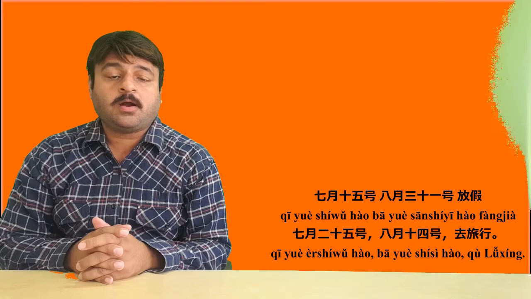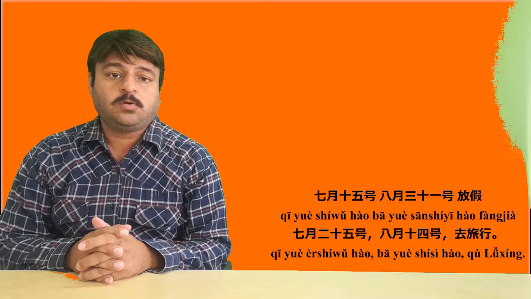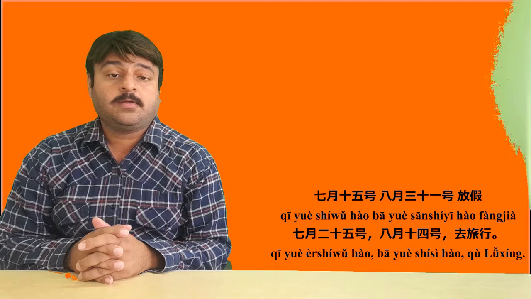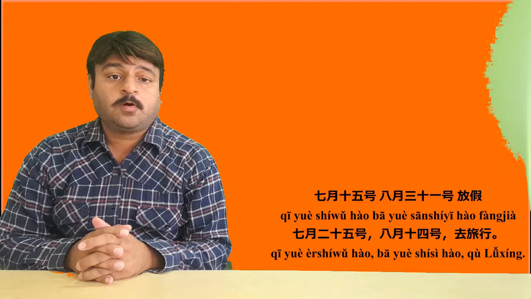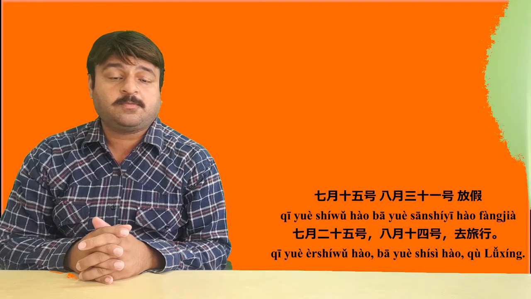7月25号, 25th of July. 8月15号, 15th of August. 去旅行, go to travel. We go to travel from 25th of July to 15th of August. Moving on to the third sentence to make replacements. Let's have a look at the words.